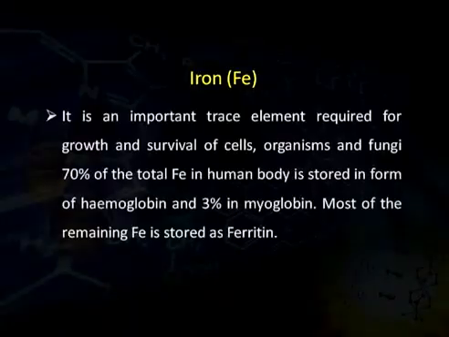Coming on to the essential trace element, iron. Iron is an important trace element which is required for the growth and survival of cells, organisms and fungi. 70% of the total iron in the human body is stored in the form of hemoglobin and 3% in the form of myoglobin. Most of the remaining iron is stored as ferritin.